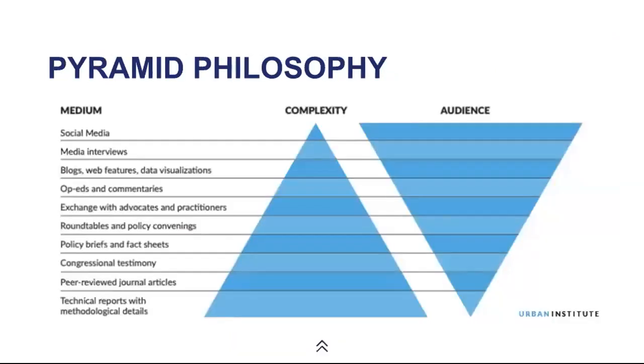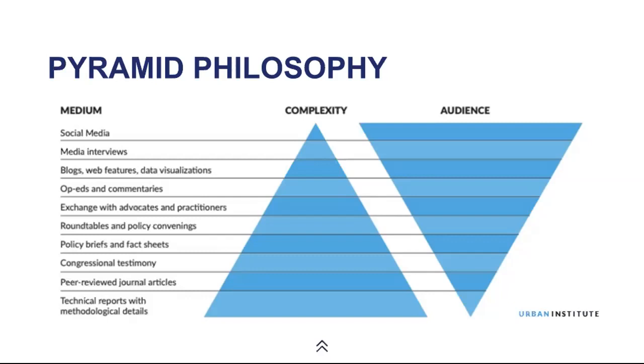Another way of looking at it is through this pyramid philosophy, which helps us decide how complex a certain channel is, and then how broad an audience or how small an audience it may reach. So, for example, with social media, we know content shared on social media is not very complex, but the audience is also quite broad as a result.